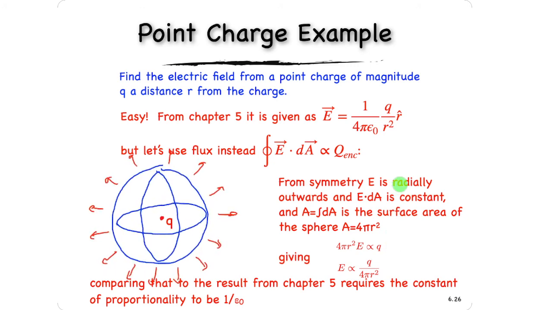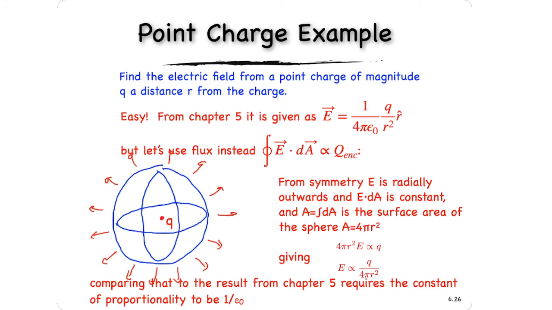Well, I can compare that to the expression that I've got from chapter 5 that said the electric field was 1 over 4 pi epsilon naught q over r squared. The difference between these two expressions is a factor of epsilon naught in the denominator. So that's our constant of proportionality.